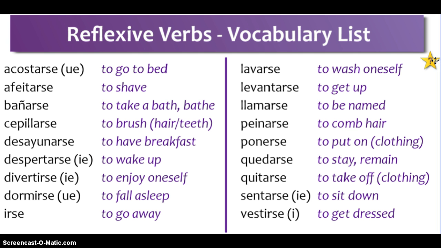Acostarse, an O to UE verb meaning to go to bed. Afeitarse, to shave. Bañarse, to take a bath or to bathe. Cepillarse, to brush either one's hair or one's teeth. Desayunarse, to have breakfast. Despertarse, to wake up, an E to IE verb. Divertirse, to enjoy oneself, an E to IE verb. Dormirse, to fall asleep, an O to UE verb. Irse, to go away. Lavarse, to wash oneself. Levantarse, to get up. Llamarse, to be named or to call oneself.